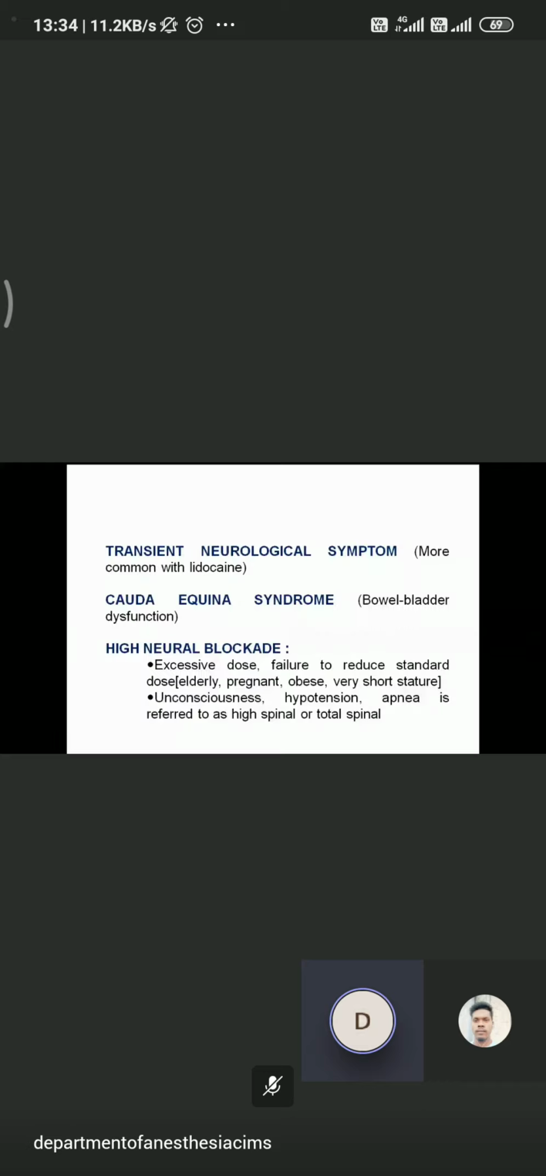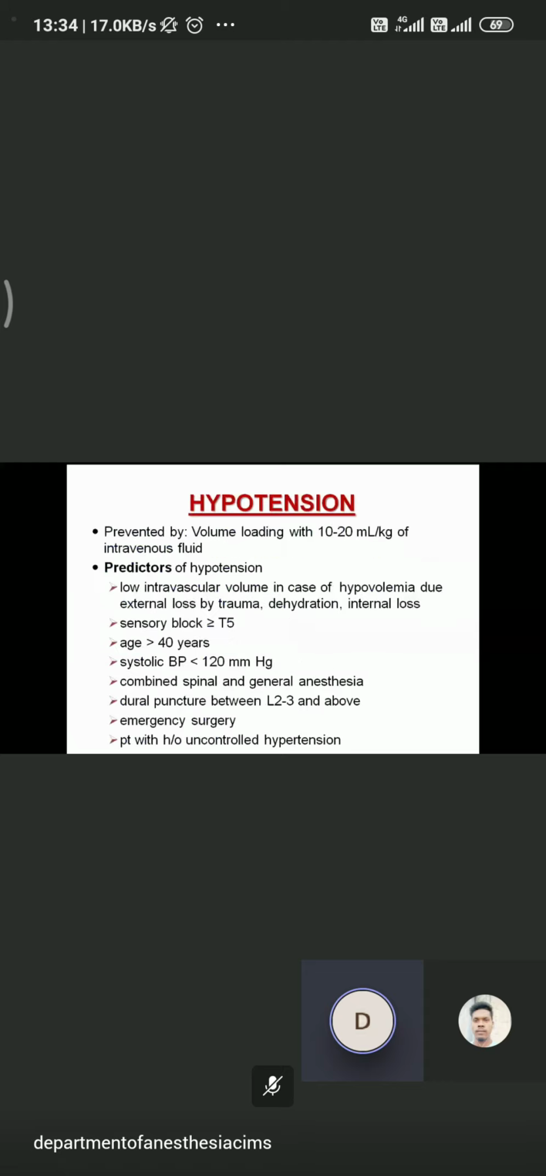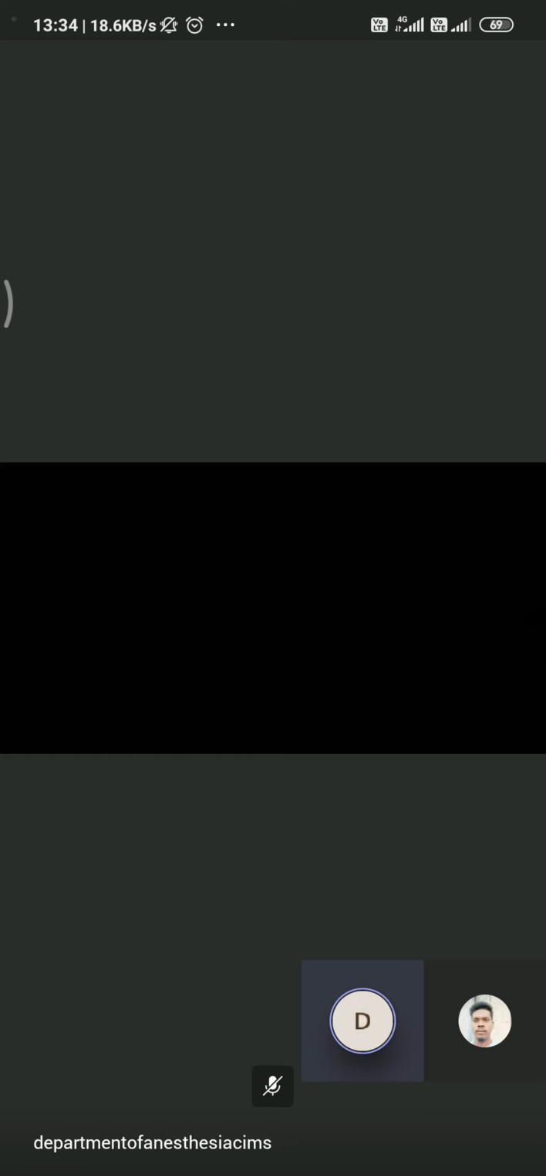Now, hypotension is prevented by volume loading with 10 to 20 ml per kg of intravenous fluid. In this, colloid or preferably RL is used. There are several predictors of hypotension. Low intravascular volume, in case of hypovolemia due to external loss by trauma, dehydration, or internal loss. A sensory block higher than T5 will cause hypotension. Age more than 40 years. Systolic BP less than 120 mmHg. If you have given combined spinal and general anesthesia, there is a chance of hypotension.